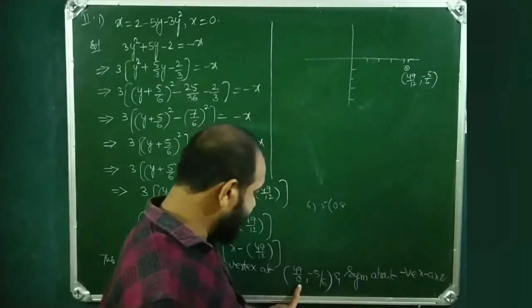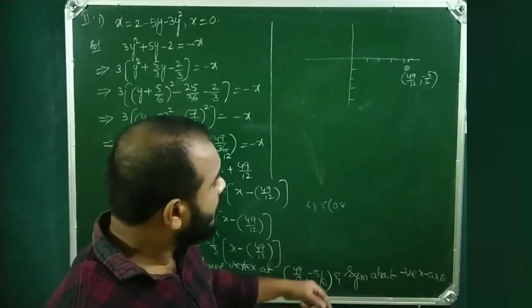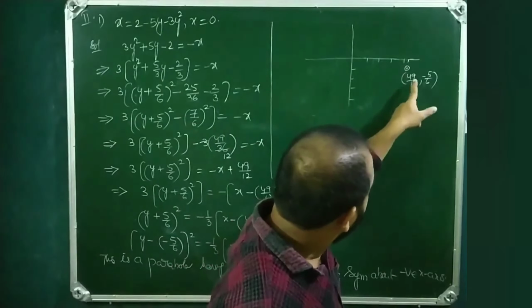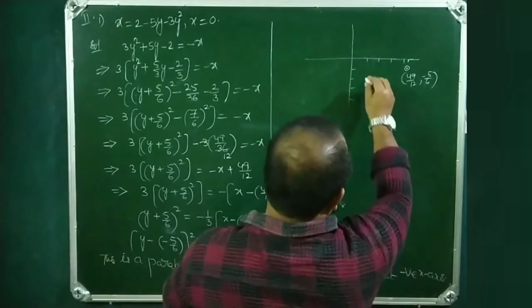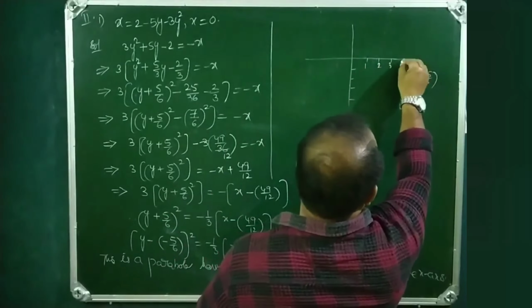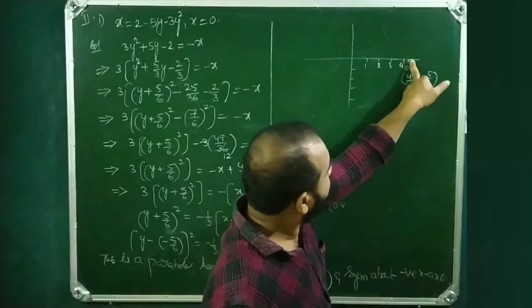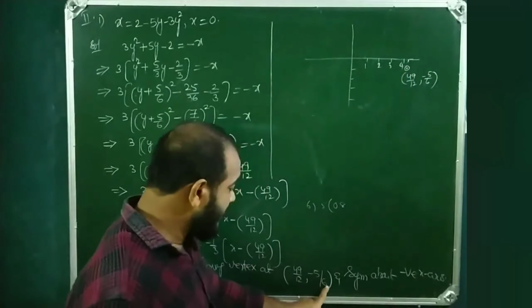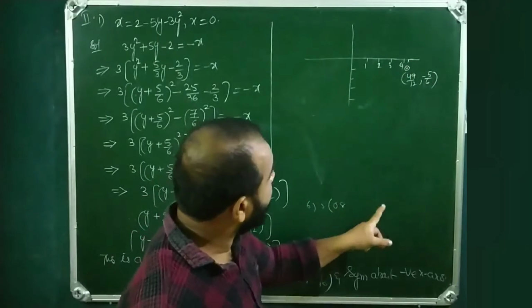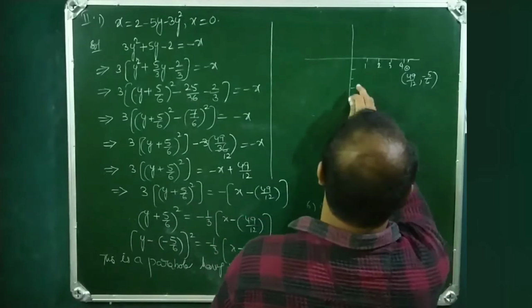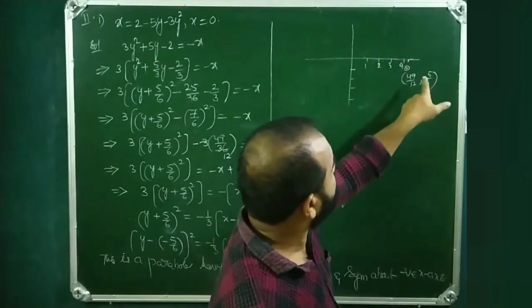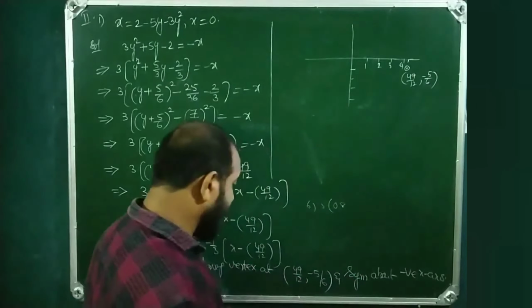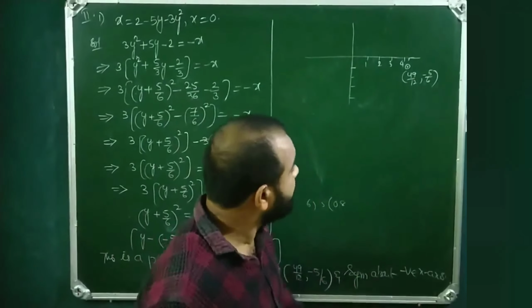Its vertex is 49 by 12. So how do we get this point? 49 by 12 is roughly, 12 fours are 48. So here this is 1, 2, 3, 4. Here 49 by 12. And minus 5 by 6 is 0.8 approximately. That is, if this is 1, so a little bit above here. So 49 by 12 and symmetric about the negative x-axis.